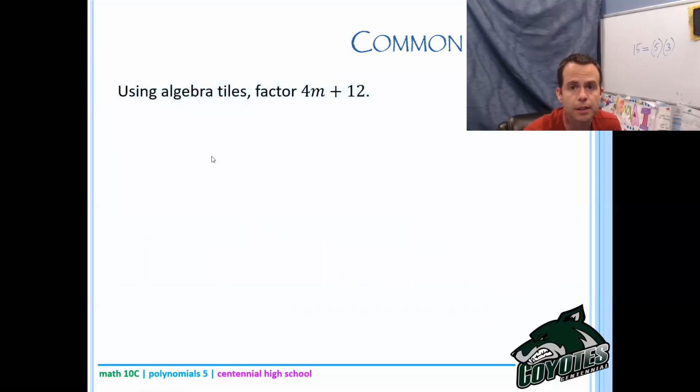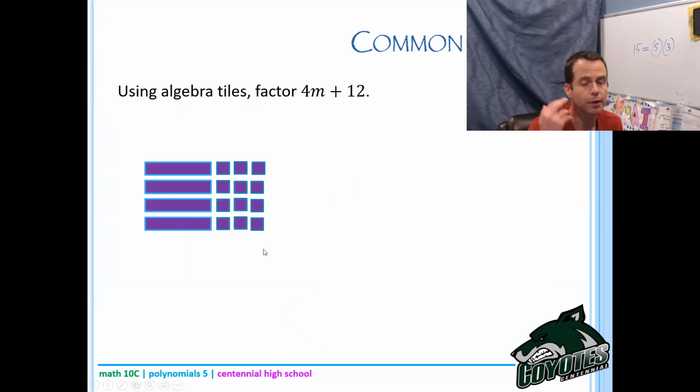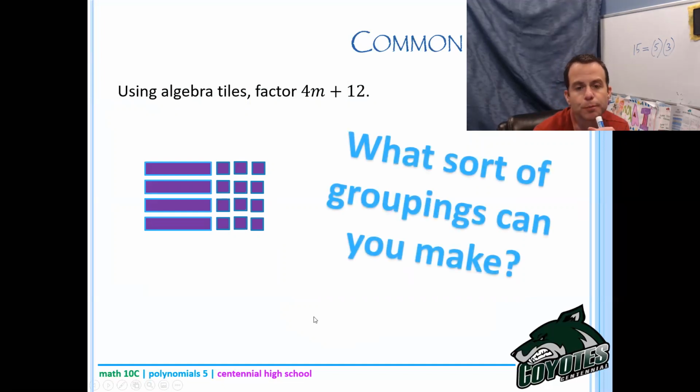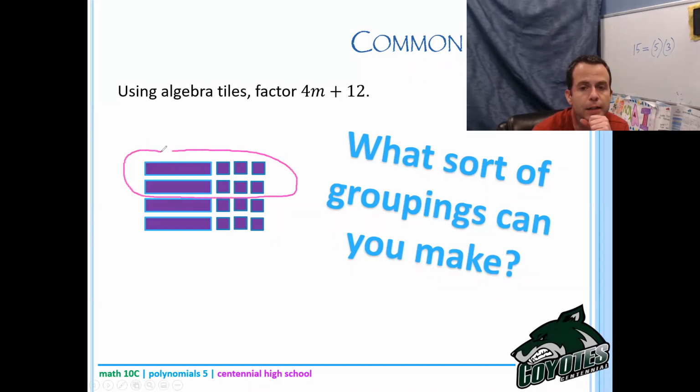All right, so using algebra tiles, factor 4m plus 12. Well, what does that look like with algebra tiles? Let's start there. Here is what 4m plus 12 might look like. If I'm thinking about this in the concept of algebra tiles, I want to think about groupings. So what sort of groupings could I make? Well, I could do this. I see 2 groups where each group contains 2m plus 6. Okay? Everybody see that?